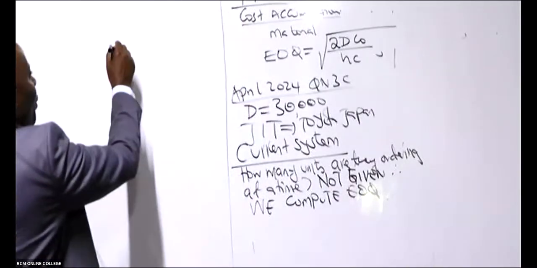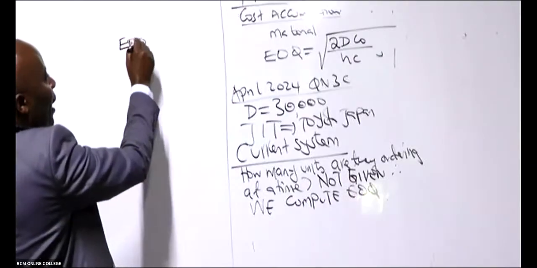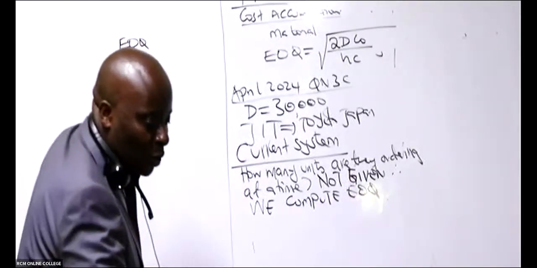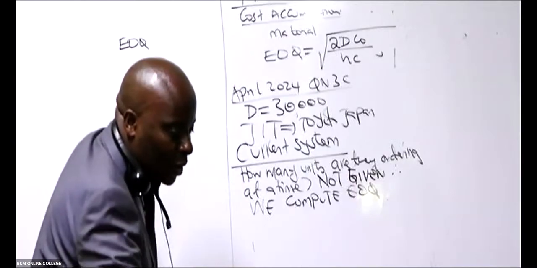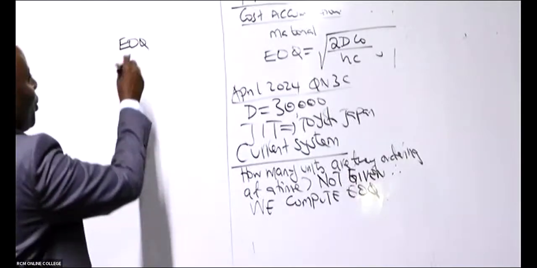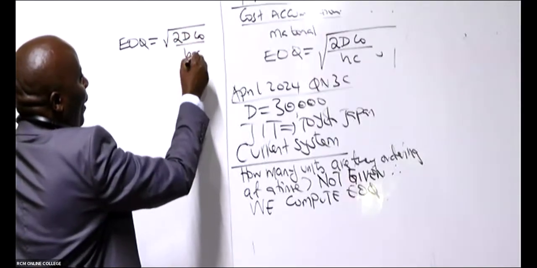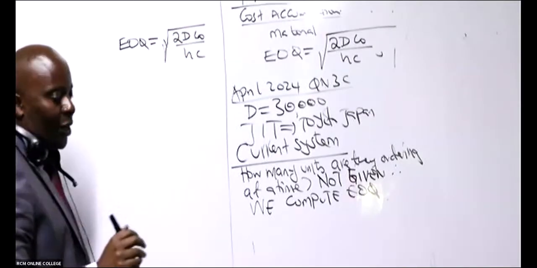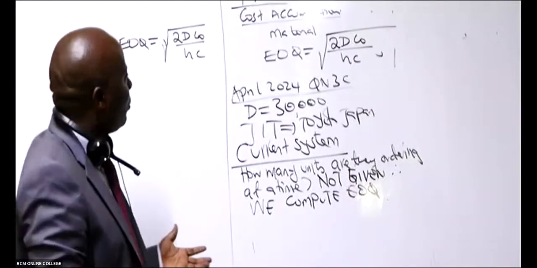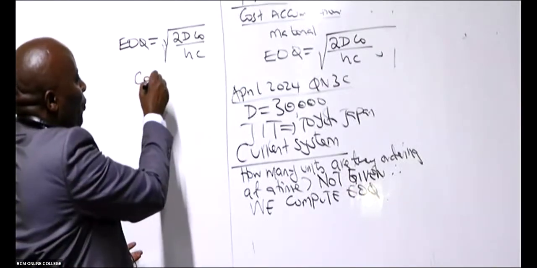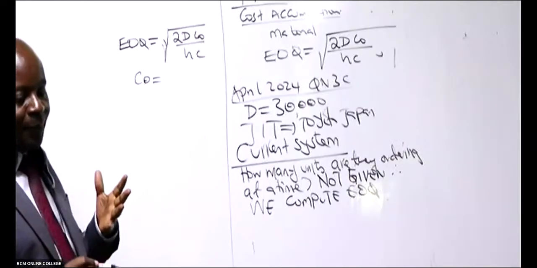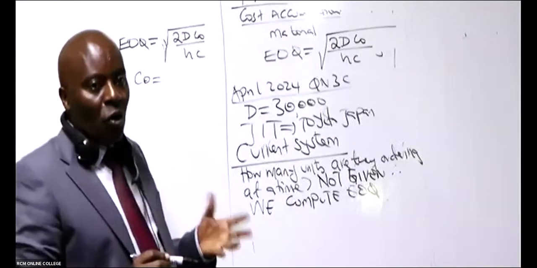The good thing with yourselves is that you are young enough. The formulas here will not be able to disturb you. So you know that EOQ will be equal to the square root of 2DCO over HC, isn't it? I don't have a problem with CO. CO is cost per order. If this is your very first class, CO stands for cost per order.